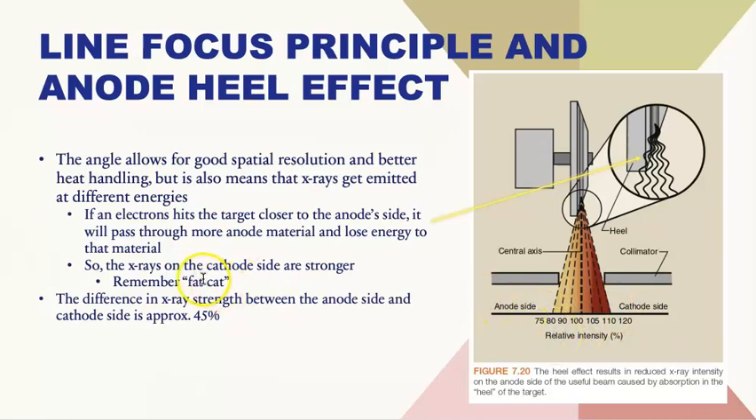And that's where we get fat cat, that you all may remember from last semester, where if at all possible you want to put the thicker side of the body toward the cathode side, because we do have up to 45% stronger X-rays on that side.